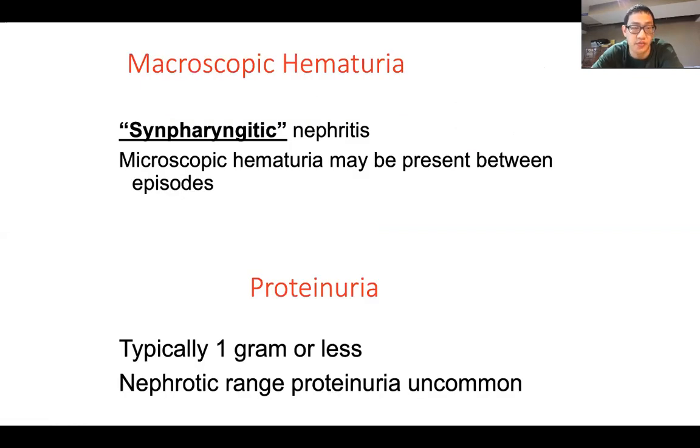And I already mentioned this before. It's a synpharyngitic nephritis, which means it occurs at the time of an infection. I just had a patient with IgA who had a viral infection around Christmas time and then just started peeing blood. So IgA often flares along with a viral or even bacterial infection.